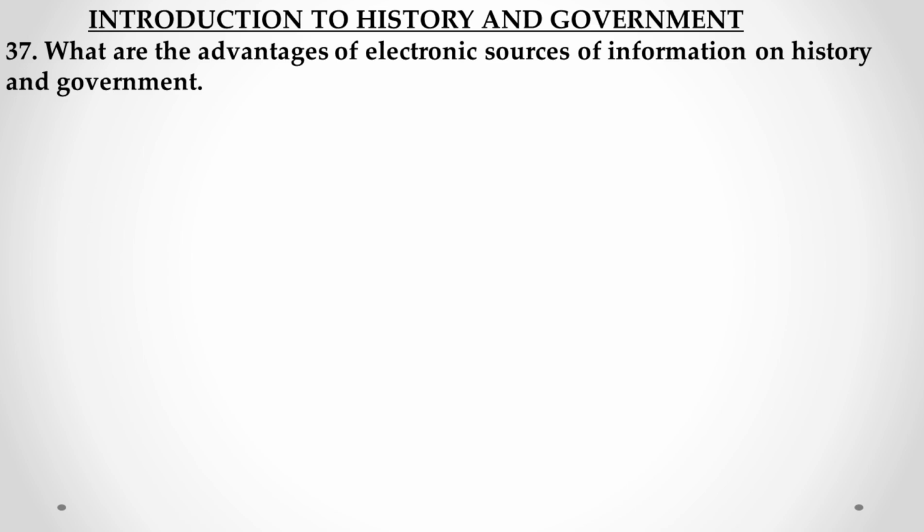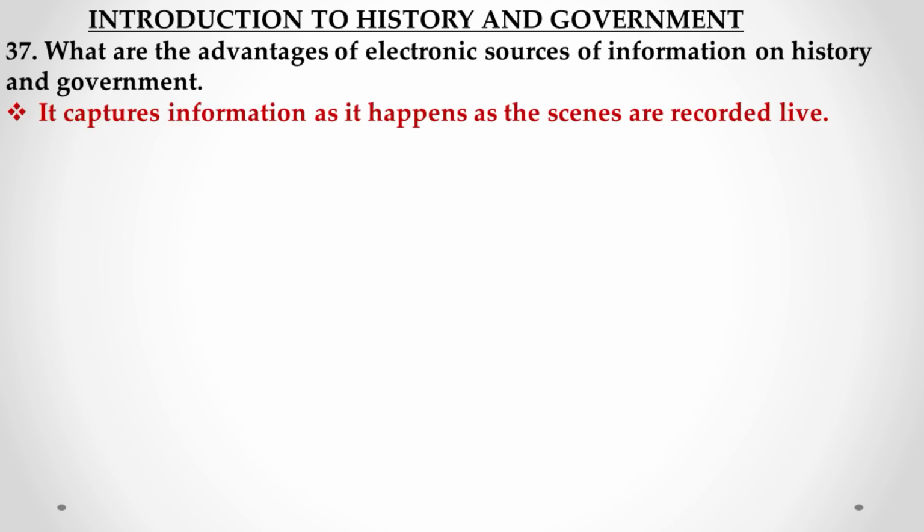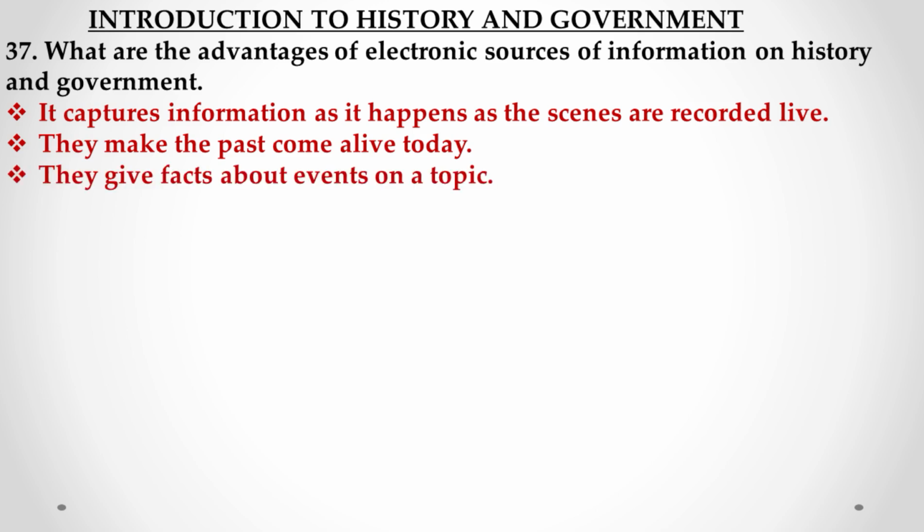Question 37. What are the advantages of electronic sources of information on history and government? One, it captures information as it happens, as the scenes are recorded live. Another advantage, they can make the past come alive today. And another advantage, they give facts about events on a topic.